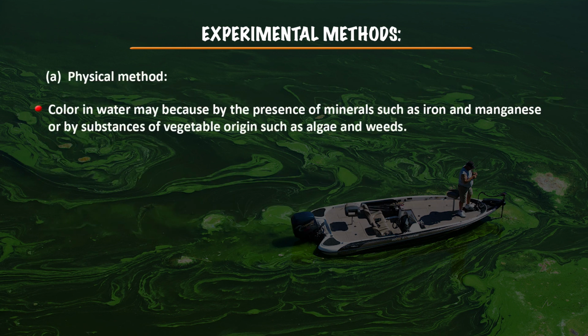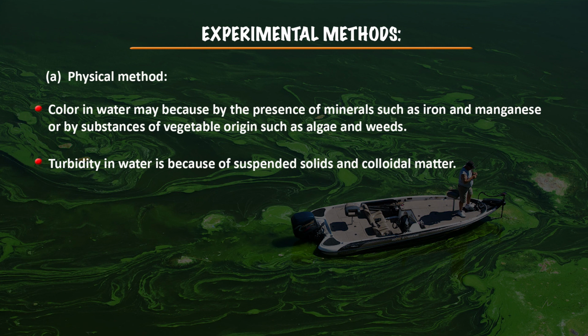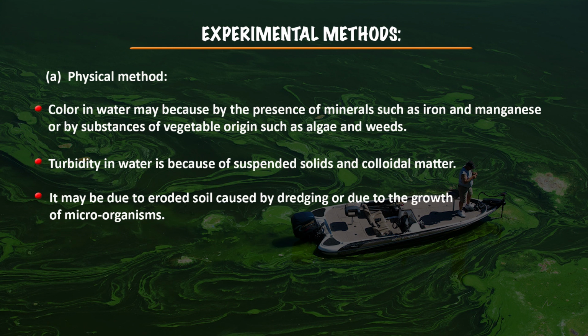Color in water may be because of the presence of minerals like iron and manganese, or some substances of vegetable origin like algae and weeds. Turbidity in water is because of suspended solids and colloidal matter, which may be due to eroded soil caused by dredging, or due to the growth of microorganisms.